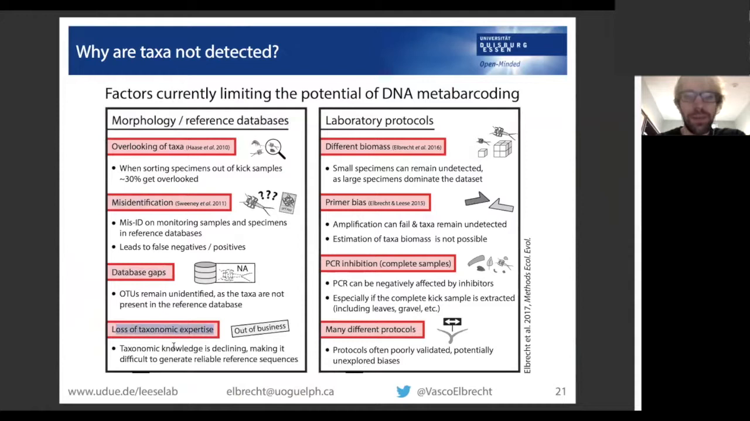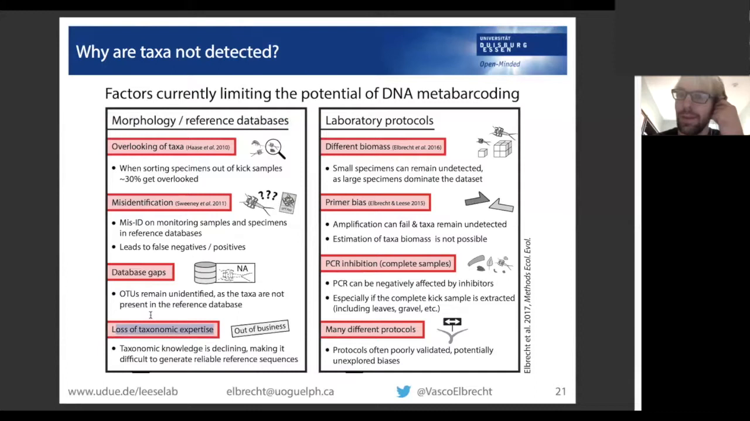So we lose experts who are able to identify those taxa. That makes it really difficult to complete those reference databases at the moment, because many people don't care about morphology. And that's quite a big issue because I think morphology is important. It's important to describe those different species and to fill those reference databases. So I think if morphologists work together with molecular people like me, both sides can profit quite a lot, because this reference database completion and description of new species is quite important.